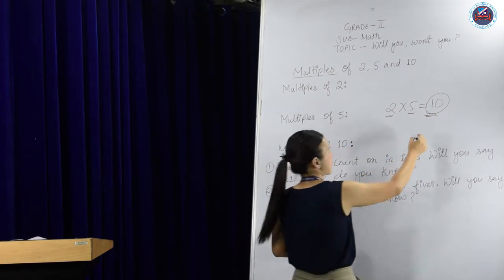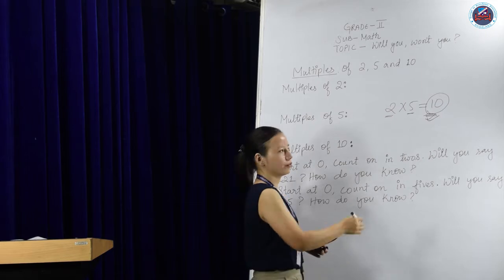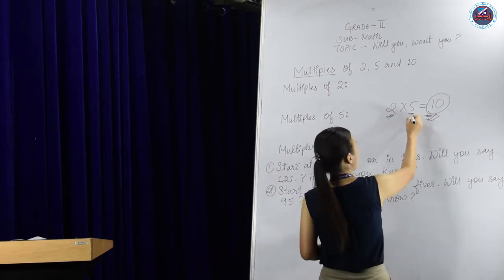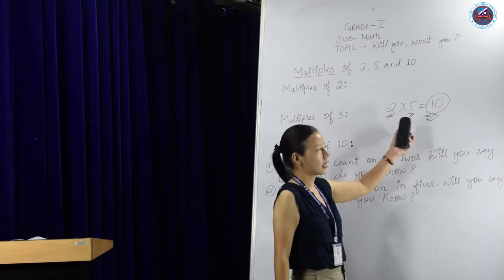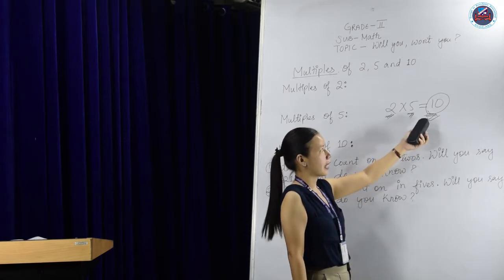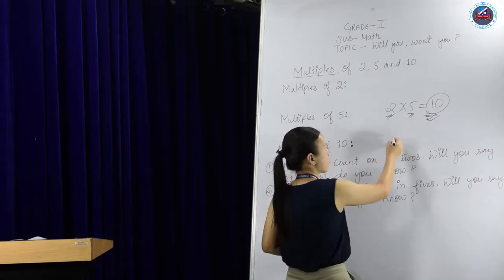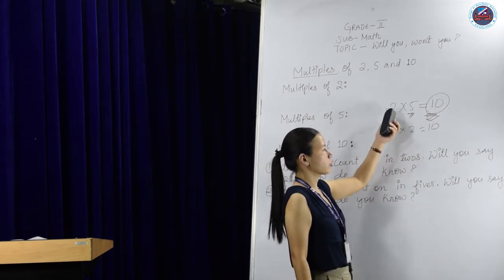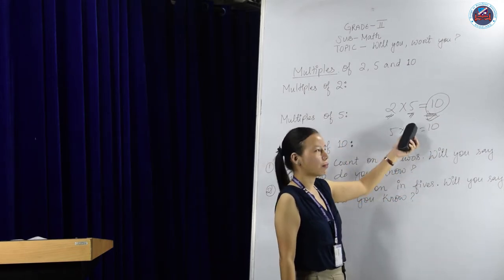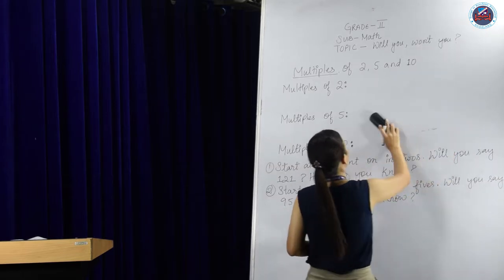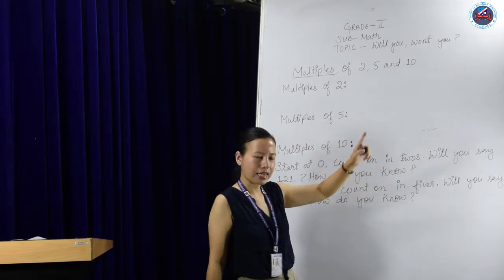So I can read it as 10 is a multiple of 2. And I can also say 10 is a multiple of 5, because we find 10 in the 2 table, that is 2 times 5 is 10, and we also find 10 in the 5 table, that is 5 times 2 is 10. So 10 is a multiple of 2 and it is also a multiple of 5. Now we will go on with the multiples of 2, 5 and 10.